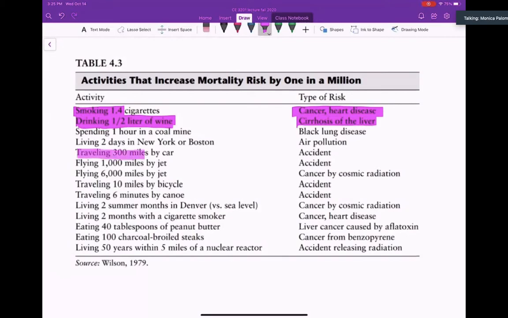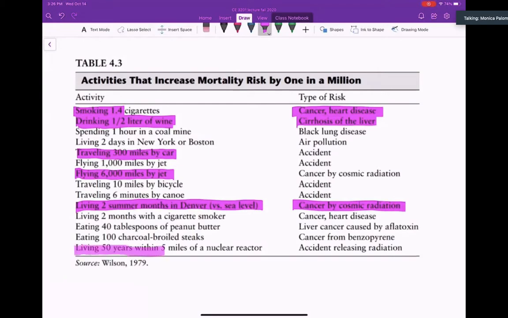Traveling 300 miles by car or flying by jet, or living in Denver. What if you got an internship in Denver? Because it's higher up compared to sea level, you are closer to the sunlight or the UV rays are hitting you harder. So cosmic radiation could cause cancer. Everything that we do in life has a risk or could have a consequence here.